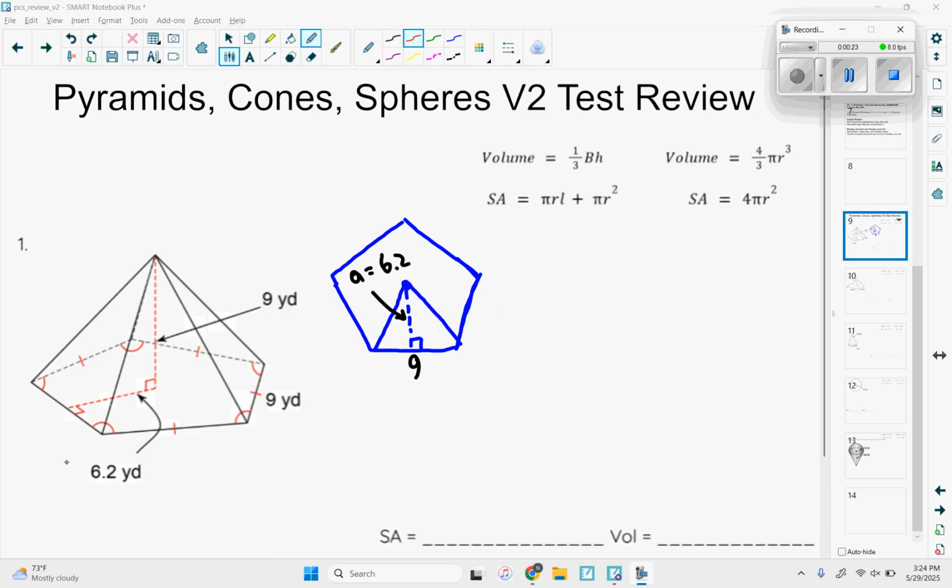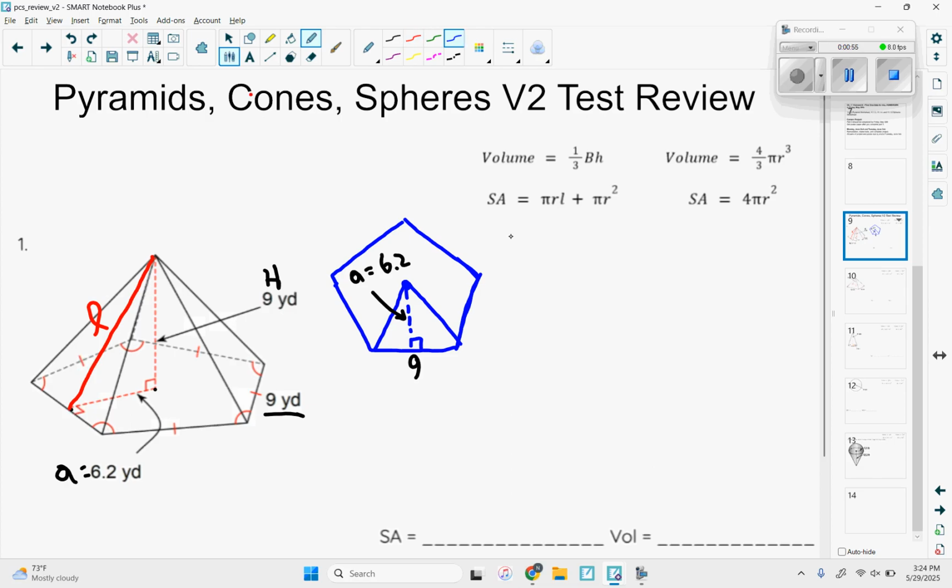So in this problem, we are given the apothem, so the distance from the center to the side length. We're given the true height of the pyramid. We're given a side length, which is here, which is 9. What we're missing is our slant height here. We'll figure that out in just a little bit. But we also need to figure out our base area.